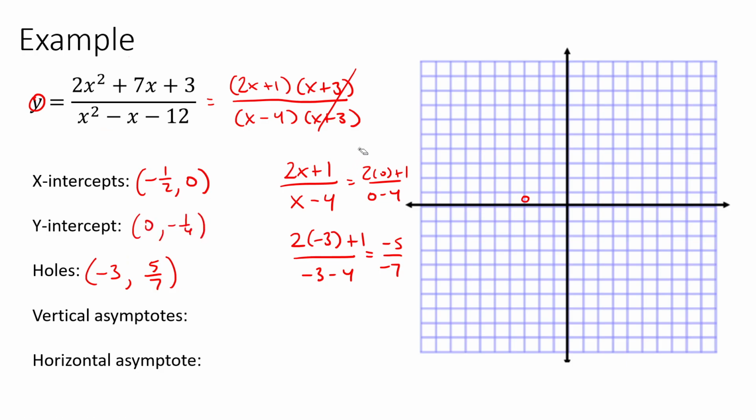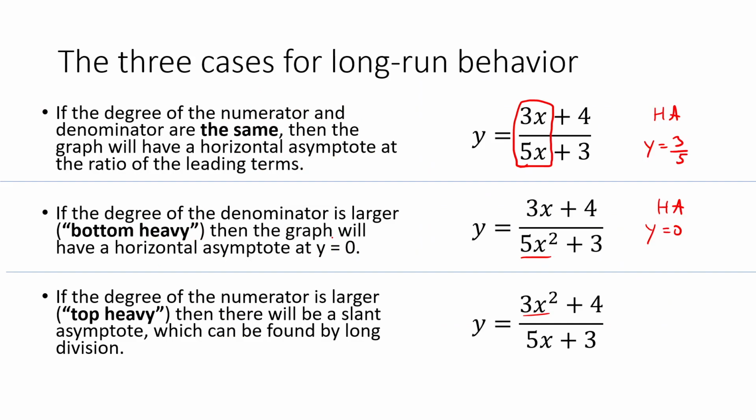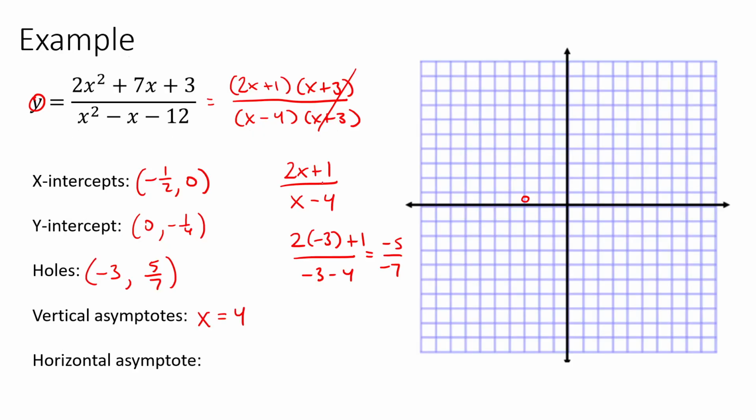Your vertical asymptotes, after you have canceled everything, you want to see if anything remains in the bottom, because anything in the bottom could cause division by 0. And in this case, that would be 4. And your horizontal asymptote, again, we look at our three cases. This would be an example of same degree. So looking back at the original or your canceled form, it doesn't matter. You can see you're going to get 2/1.